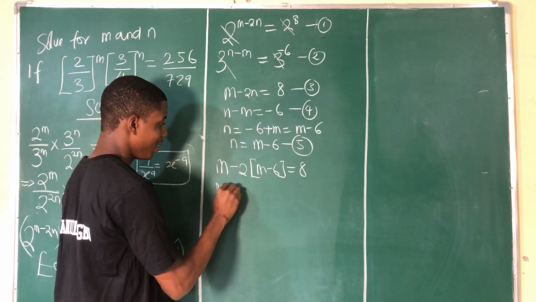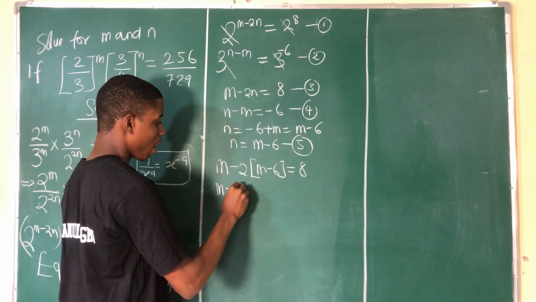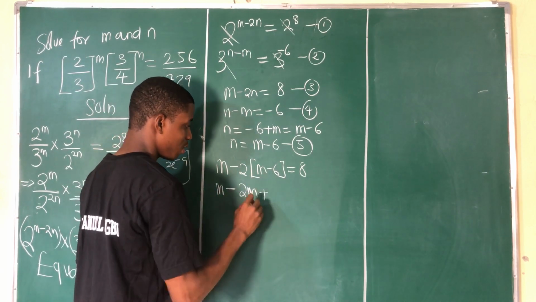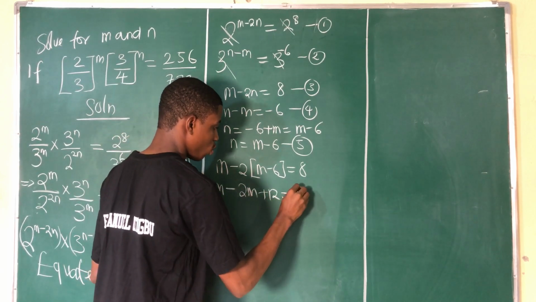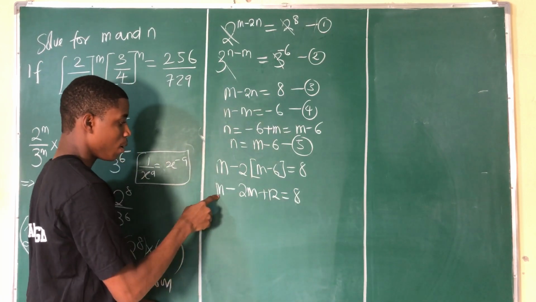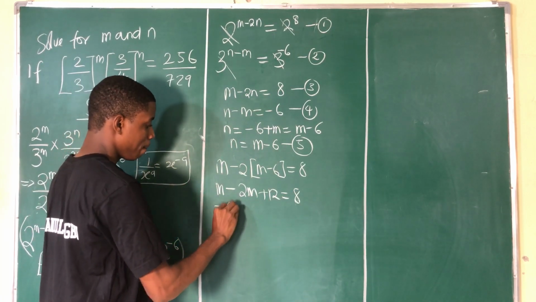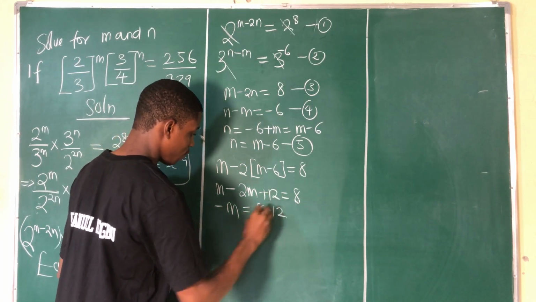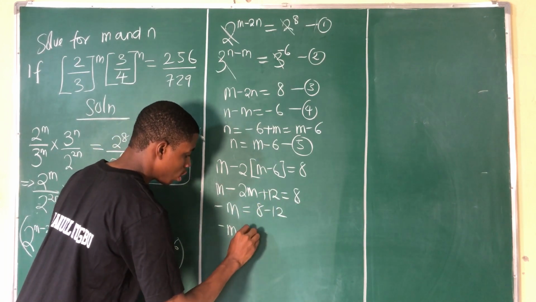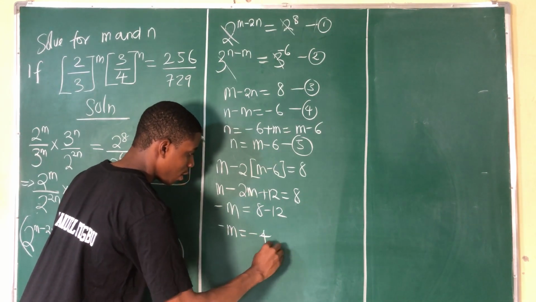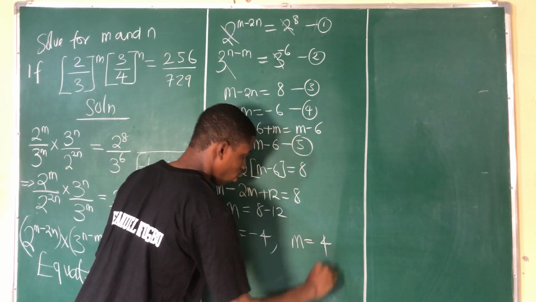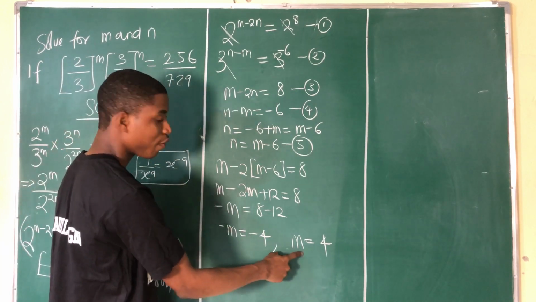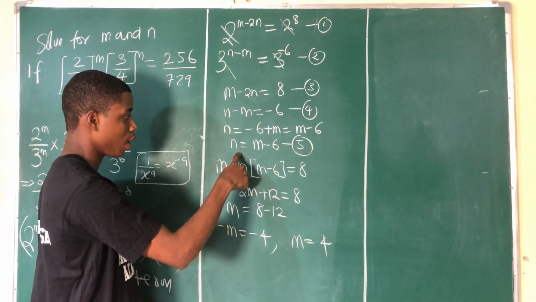So we're going to open this bracket. We have m, negative 2 into m, we have minus 2m, and negative 2 into negative 6, we have positive 12, is equal to 8. So m minus 2m, we have negative m. Of course, when you move this to the other side, you have 8 minus 12, and you have negative m is equal to negative 4. So therefore, m is equal to 4. Since we know that m is equal to 4, we are going to substitute the value of m into equation 5.